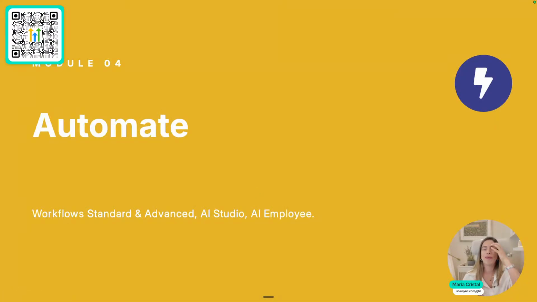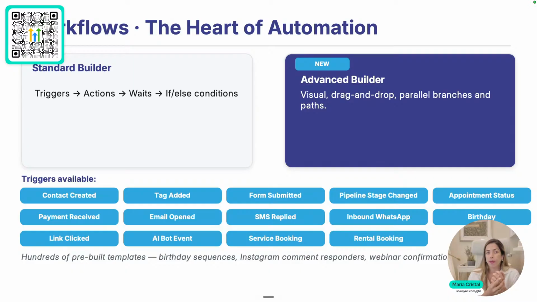And even if we've mentioned some automations before, let's talk about automation. This is where the system starts working for you and where workflows come in. So there are two modes of workflow, standard builder and advanced builder. Most people use the standard builder, so I'll show examples with that one. But you have triggers, then you have actions, you have waits, and if/else conditions. Inside your advanced builder, it's more like the visual drag and drop, with parallel branches and paths.